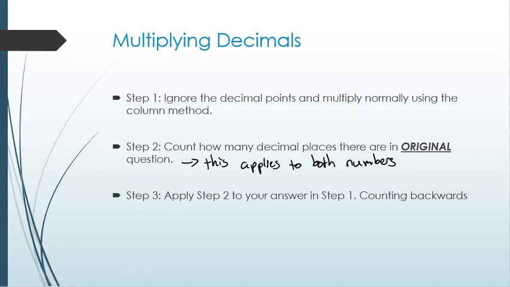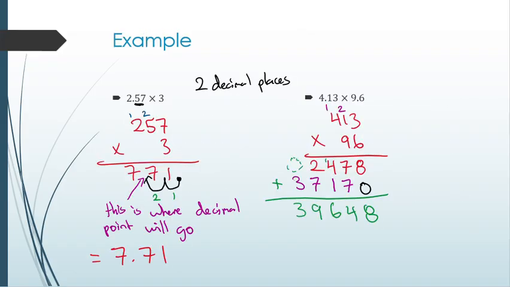Now, just following step 2 again, count how many decimal places there are in the original question. So in my case here, I have 1 decimal place, and then I got 2 decimal places here. So just go 2 plus 1 equals 3 decimal places. Just like so.